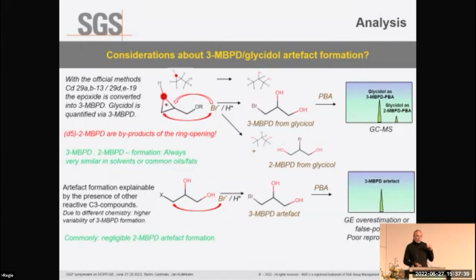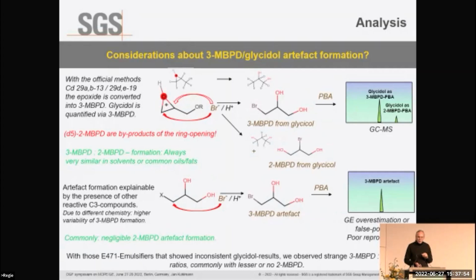And this is very much the same with the MCPD formation. Mostly the 3 MCPD is generated directly out of the oils and fats and the chloride. But the 2 MCPD not. The 2 MCPD is generated mainly out of the 3 MCPD esters by isomerization. And so it was also with these strange emulsifier samples that we observed strange 3 MBPD to 2 MBPD ratios, commonly with lesser or no 2 MBPD.